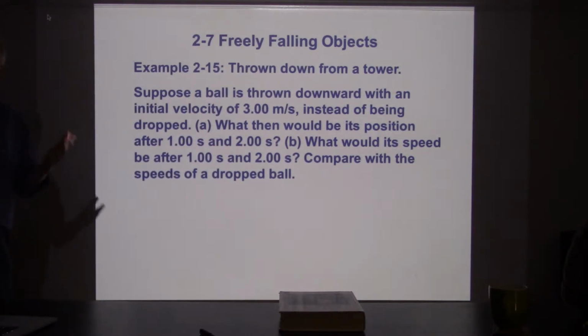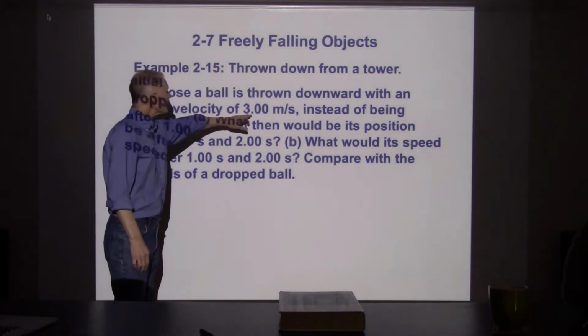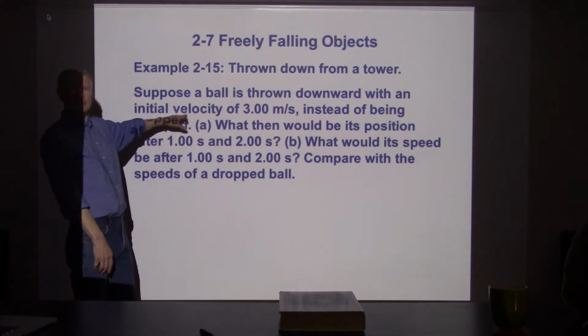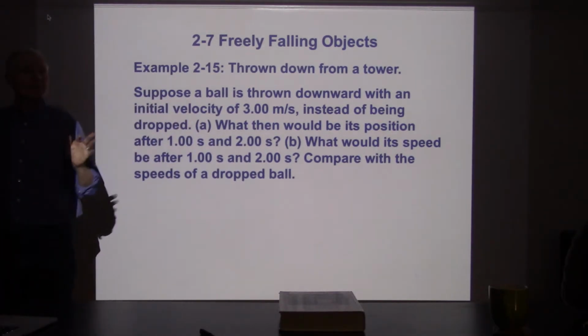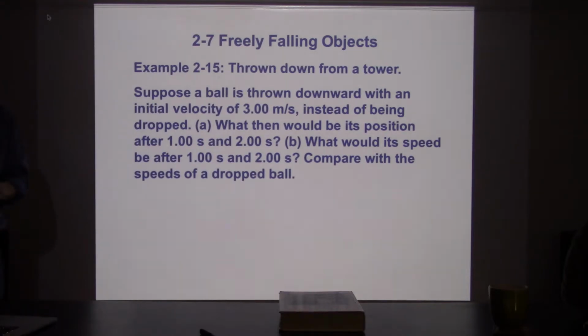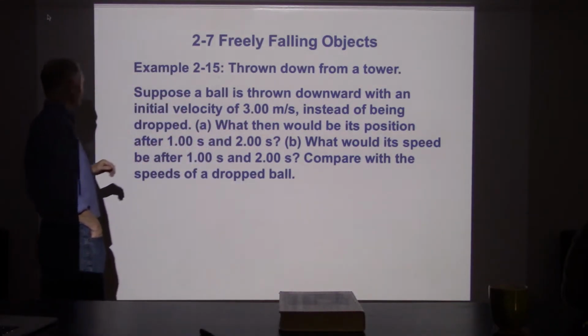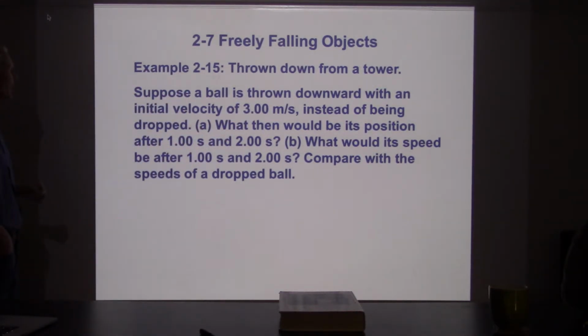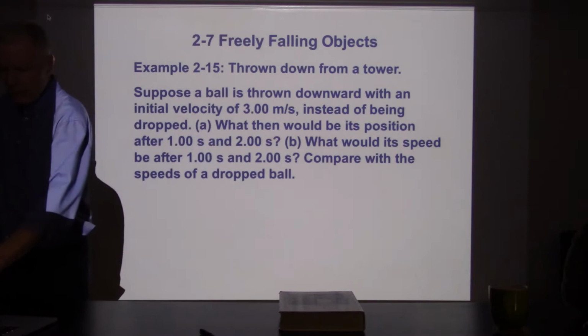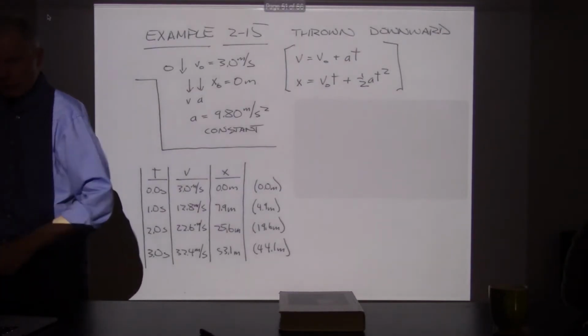So what if instead of dropping, what if we throw the ball downwards and we give it an initial velocity? We give it a v naught. So the v naught's not going to be 0 if we throw it. If we throw it, we have to put v naught is equal to 3 meters per second. And then it's saying after 1 second and 2 seconds, kind of the same questions here. And then compare it with just dropping.